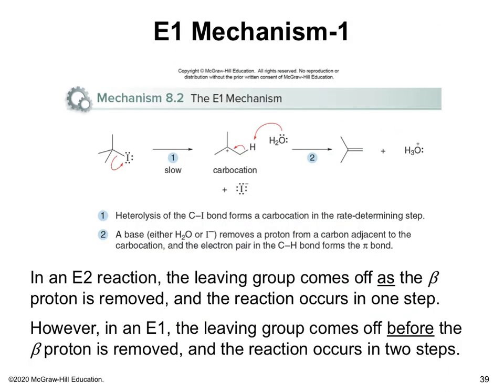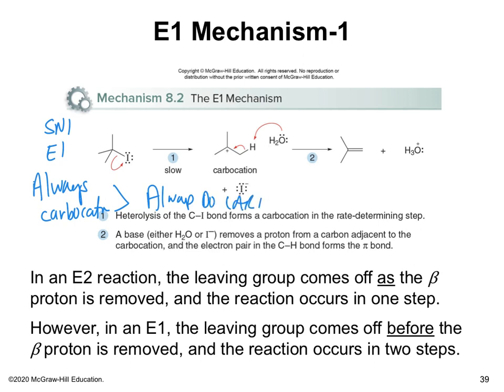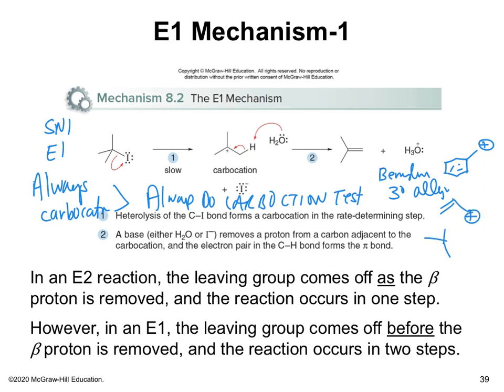All right, so the first thing you have to do, in an E1 or an SN1, is generate a carbocation. And when you get a carbocation, always do the carbocation test. And remember, a tertiary, benzylic, allylic, this would be a benzylic carbocation. This would be an allylic carbocation. This would be a tertiary carbocation. These are always going to be more stable than a secondary. Okay, we don't even look at primaries if we can avoid it.